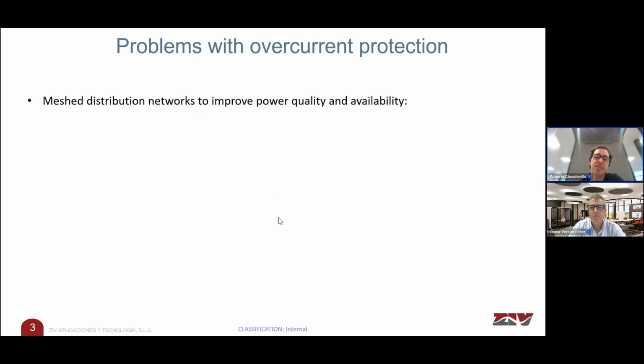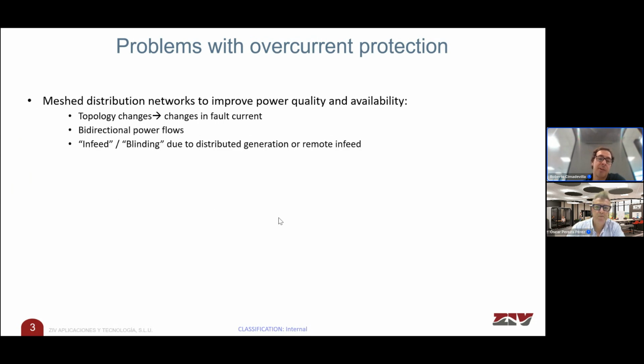The medium voltage distribution networks that are operated in a meshed way are increasing right now to improve power quality and availability of the networks. And this creates problems for overcurrent protection. First of all, because we have topology changes. The remote breaker of these lines can be open or closed, and this changes the fault current, which affects overcurrent protection very much. There are bidirectional power flows that also affect overcurrent.